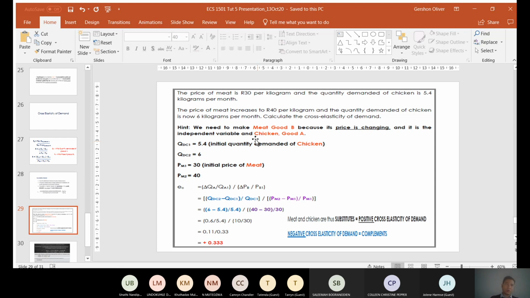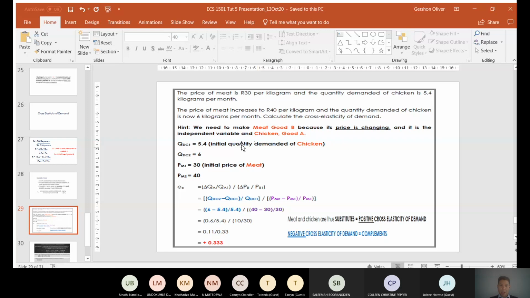So all they want you to calculate over here is whether those two products are substitutes or complements. If the cross elasticity of demand is positive, it shows that those two products are substitutes. If it's negative, those two products are complements. That's essentially what you're trying to work out over here.